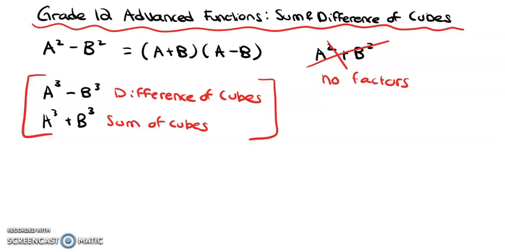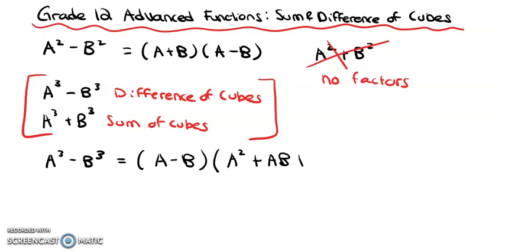So just like our difference of squares, we have a formula for our sum of cubes, and we have a formula for our difference of cubes that we can apply to be able to factor. So let's go through what those formulas are now. For our difference of cubes, if we have a cubed minus b cubed, our formula would be (a minus b), and then we're going to have a separate bracket where we say a squared plus ab plus b squared. So that's the first formula.